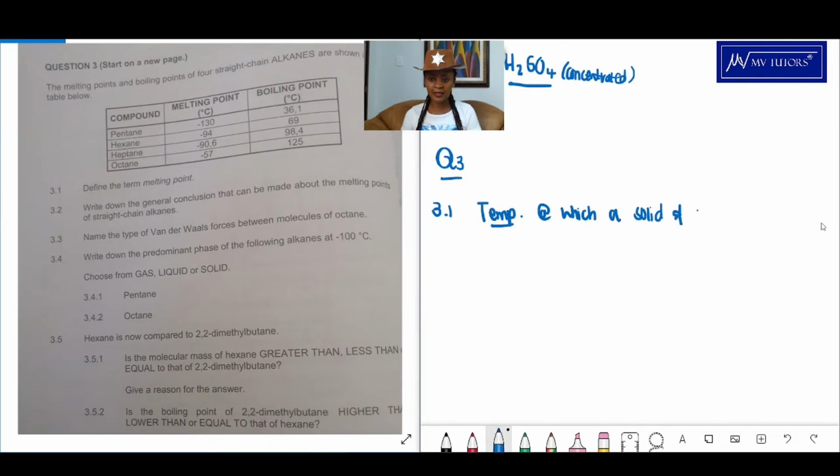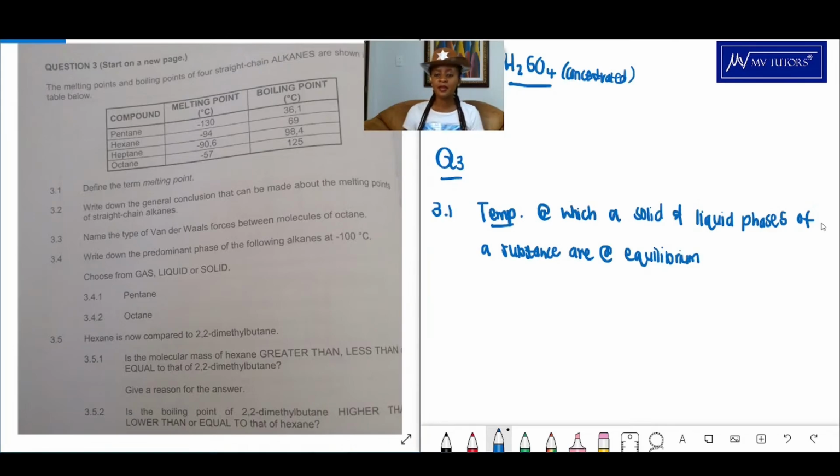and liquid phases of a substance are at equilibrium. Okay, so solid and liquid phases of a substance are at equilibrium. That's the formal one, but in an exam situation, if I forget this formal one, I'm just going to think about it like, hey, is a temperature at which a solid transforms and becomes a liquid.